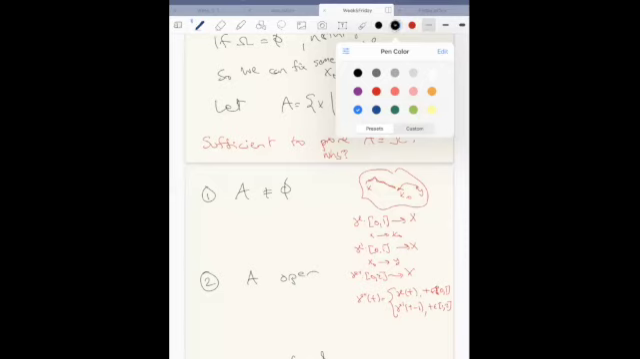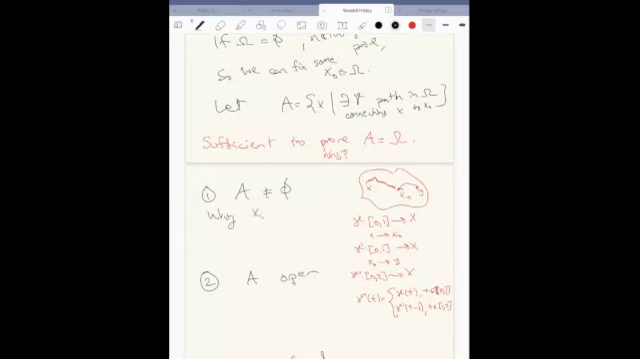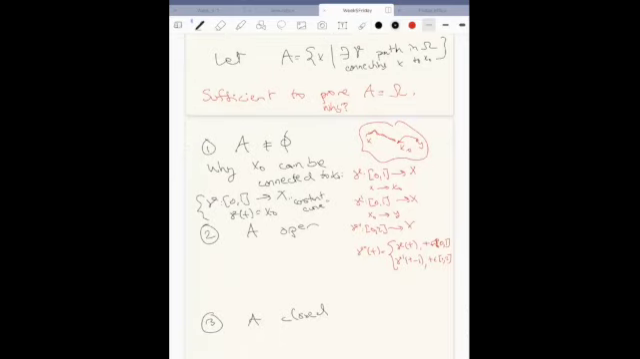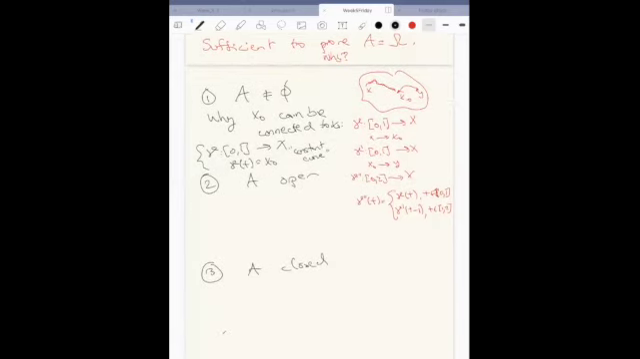So first of all, A is not empty. Why? Well, x naught can be connected to x naught. Well, what is the curve? 0, 1 to x, which is a constant function. Gamma of t is equal to x naught. Constant curve. So this is certainly a continuous function because it's constant, and it connects x naught to itself because it doesn't move anywhere. So, okay. So it contains a point.